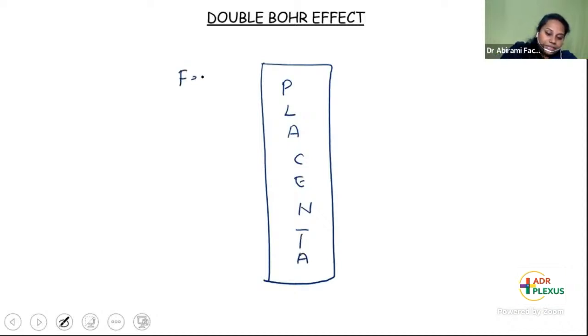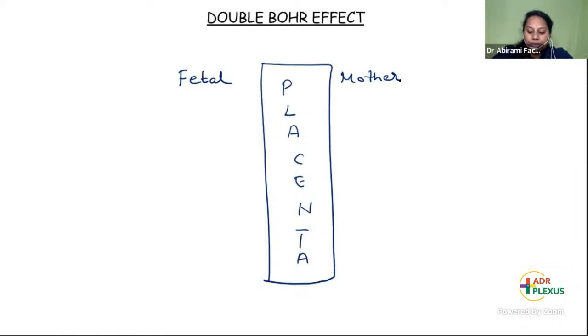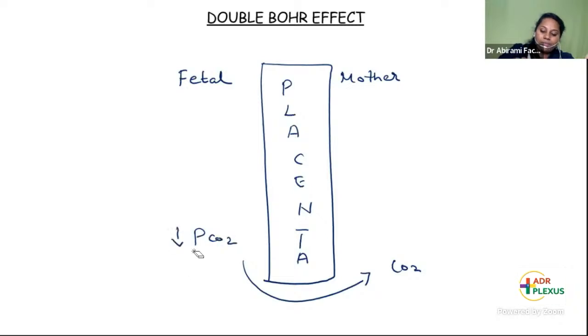This is the fetal side. This is the mother side. How does the fetus breathe? It will release its CO2 into the mother. So CO2 goes like this. So what happens to CO2 on the fetal side? CO2 decreases because it is giving out CO2 into the mother.